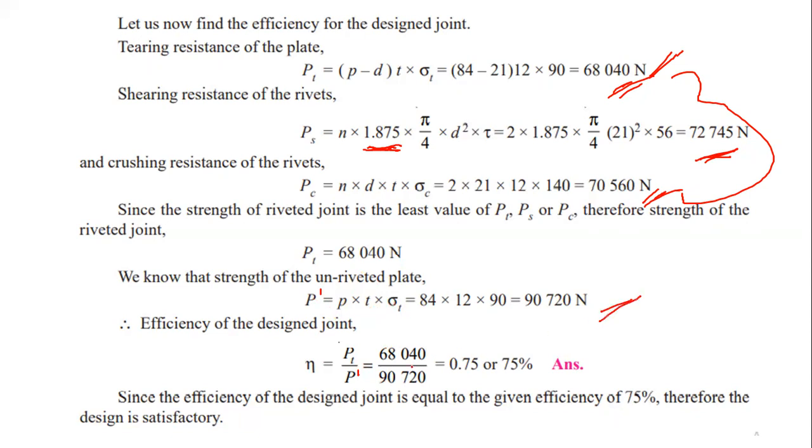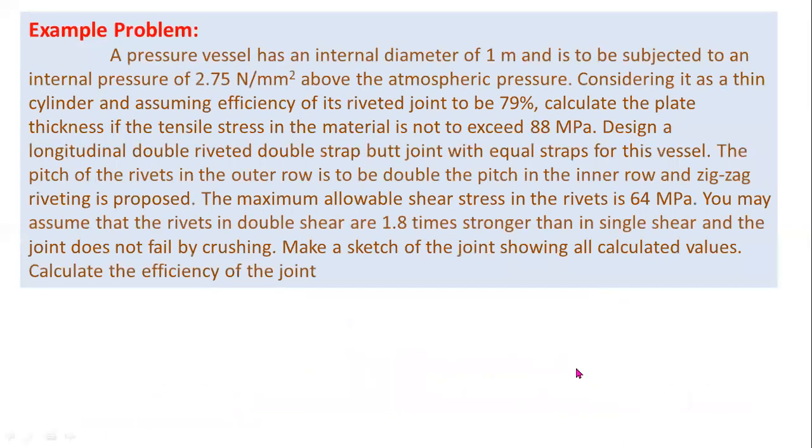Already we know the formula for efficiency. Efficiency equal to the least value of PT, PS, PC divided by P dash. Now the joint efficiency is 75% for this longitudinal joint. This is the answer for this problem. Now coming to another problem.